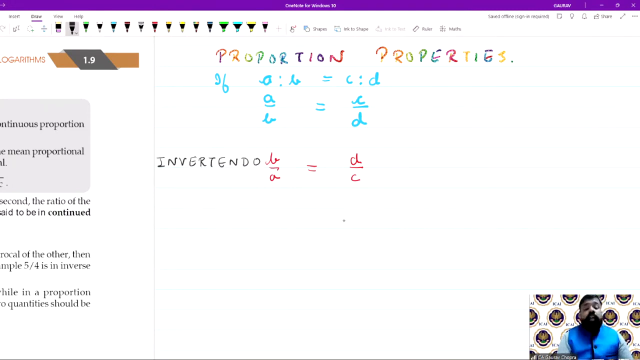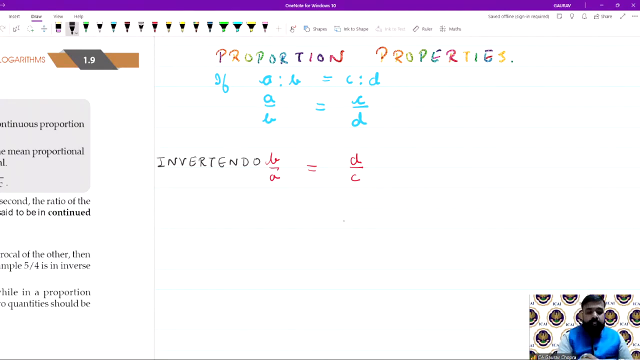Invertendo means we have done the inverse. Humne A ko B se interchange kar diya. A and B have interchanged their position. Similarly, C and D have interchanged their position. Therefore, it is known as invertendo.